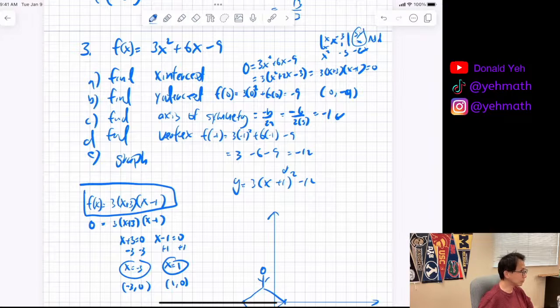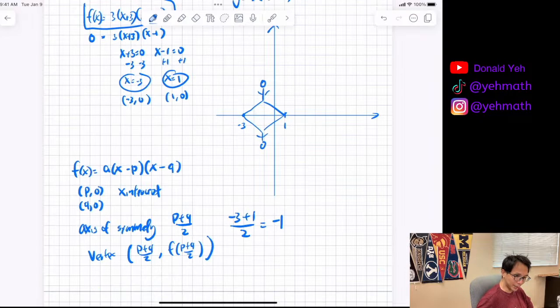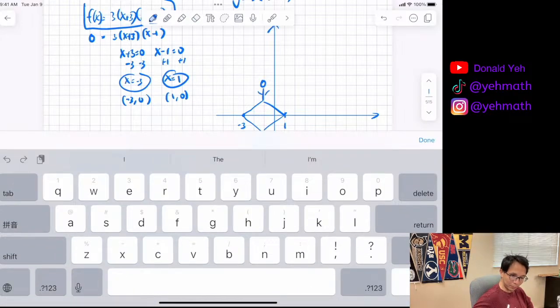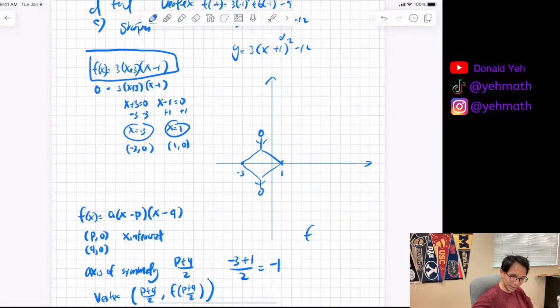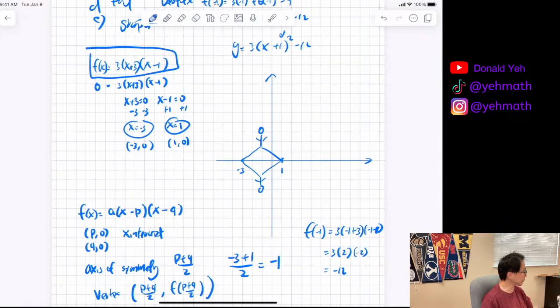Hi, Jay. Okay, so now how do I find the vertex? Same thing as what you did before. Once you find the axis of symmetry, plug it back into the equation. So I plug in -1: -1 plus 3 times -1 minus 2 minus 1. And hopefully we get the same thing as before, which is -12. The same thing.